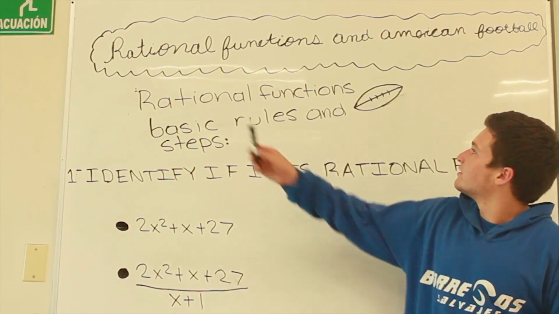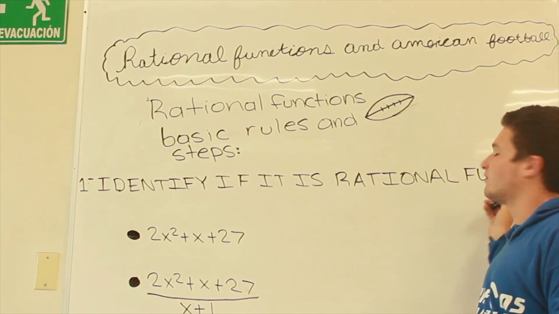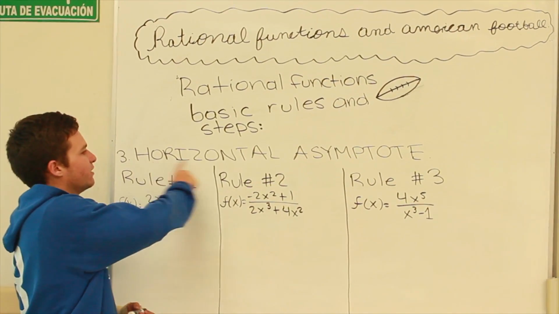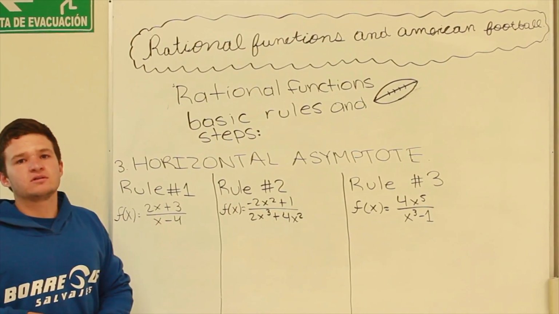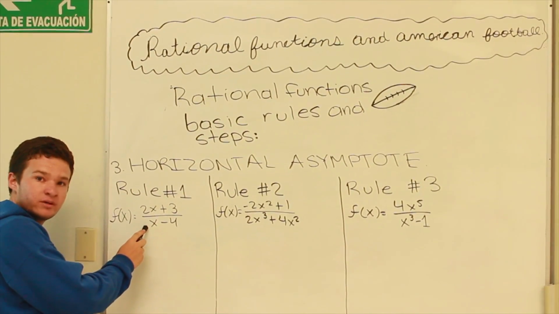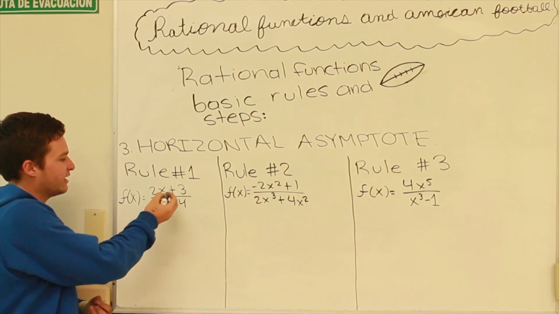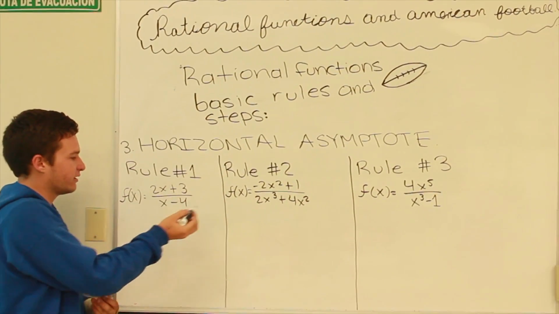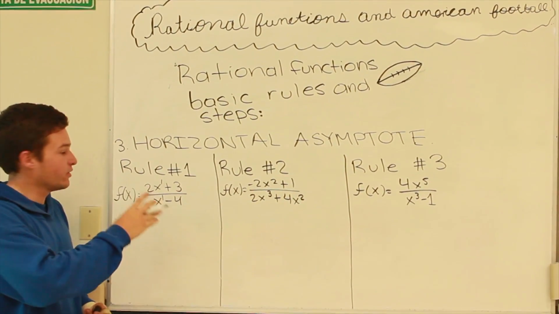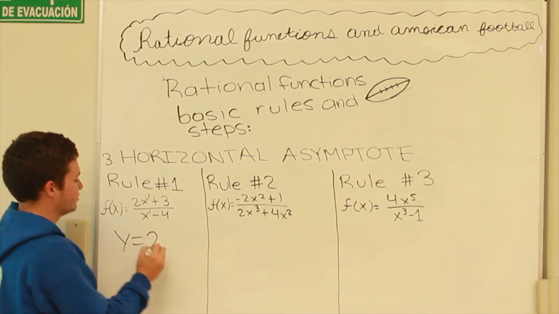Now I'm going to explain the rational function basic rules and steps. The first step is you need to identify if it is a rational function or not. The next step is getting the vertical asymptote. The third basic rule is to get the horizontal asymptote. We have three rules. The first rule is that if the highest exponent of the numerator is equal to the highest exponent of the denominator, your horizontal asymptote will be the leading coefficient. In this case, we have 2x plus 3 over x minus 4. So the highest exponent would be 1 here and 1 here. They are the same, so now we are going to use the leading coefficient, which is 2. So the horizontal asymptote would be 2.